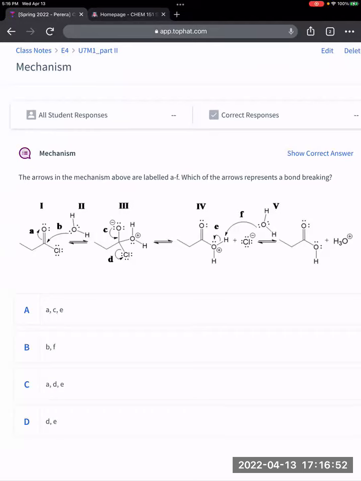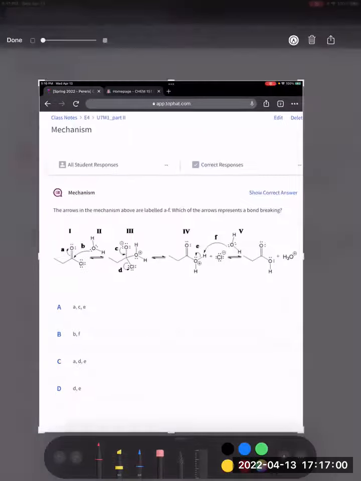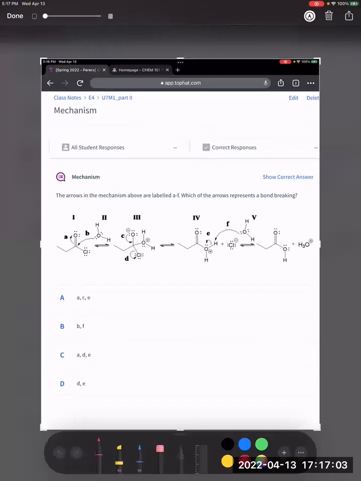The arrows in the mechanism above are labeled A to F. Which of the arrows represents bond breaking? Okay. So let's see which of these arrows, or curved arrows, or mechanistic arrows, represent bond breaking. Okay, so if you look at the first arrow, it's going to be a breaking of the CO bond. So I'm going to call it BB.